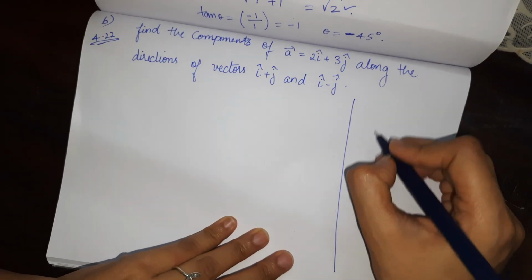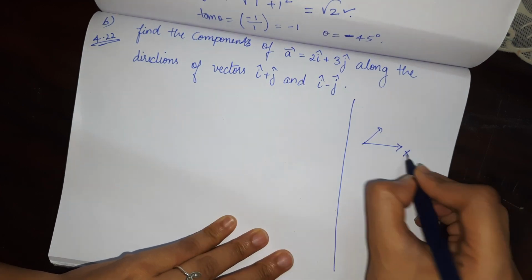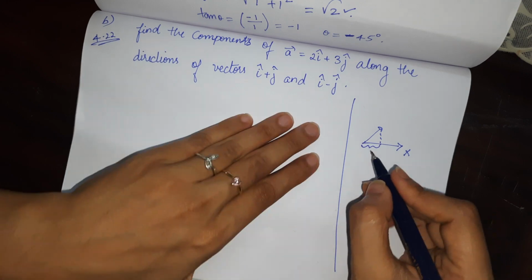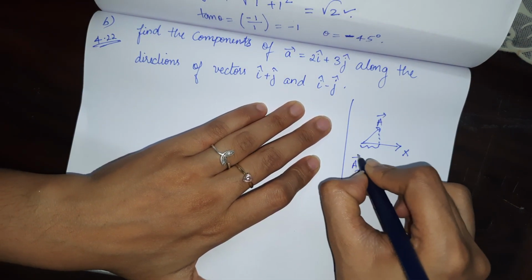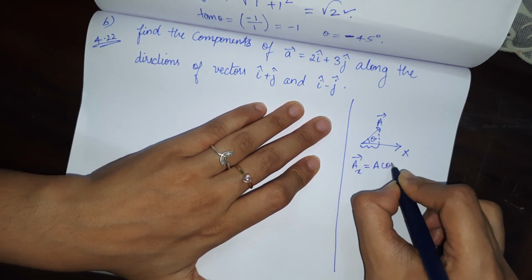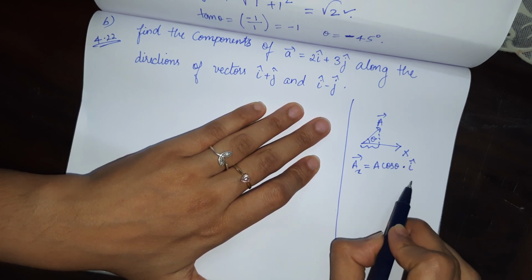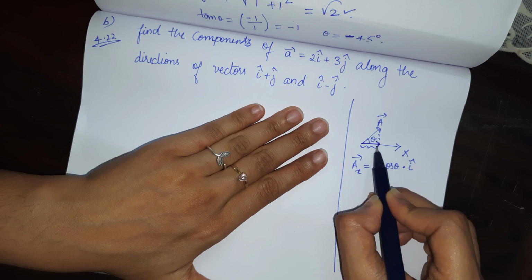If I have a vector and I want to find the x component of this vector, this is the x-axis, so this will be the x component. Let us say this is a vector. So I will write that A x vector is equal to A into, if this angle is theta, A cos theta multiplied by i cap. Now this i cap represents the direction of the vector in the x-axis.